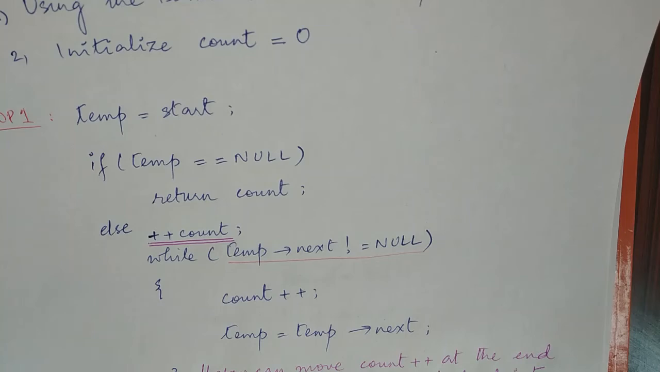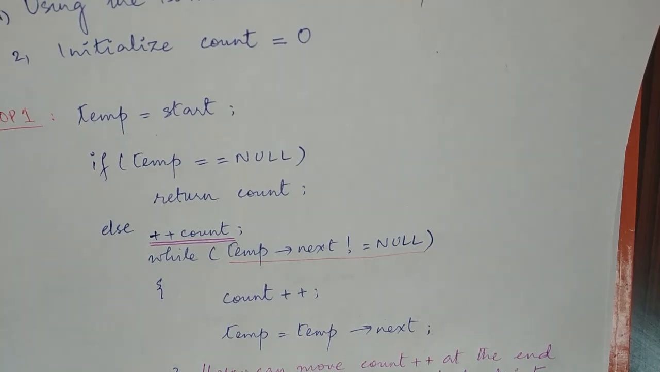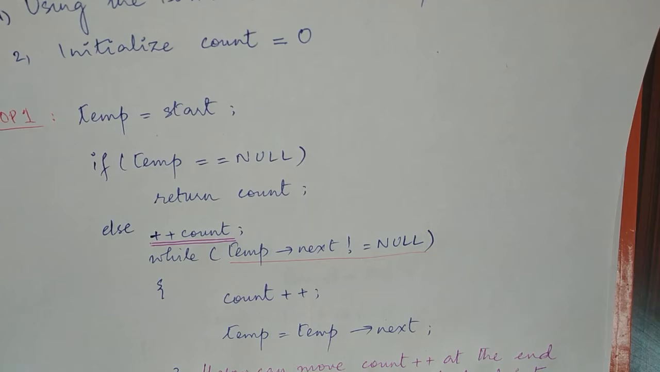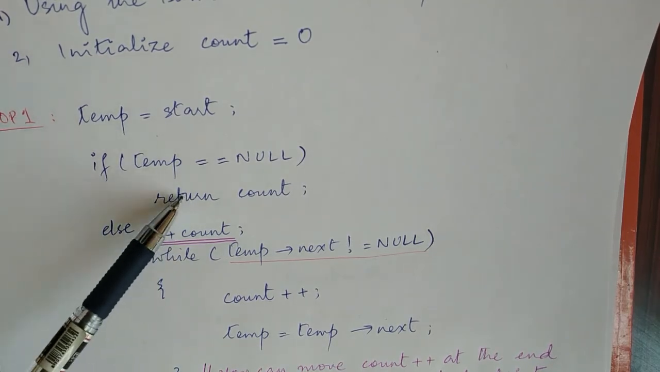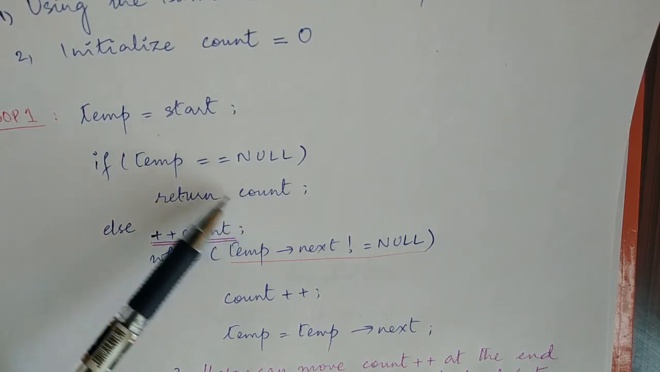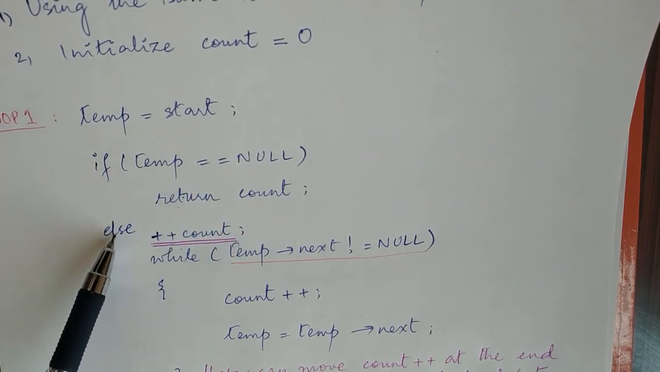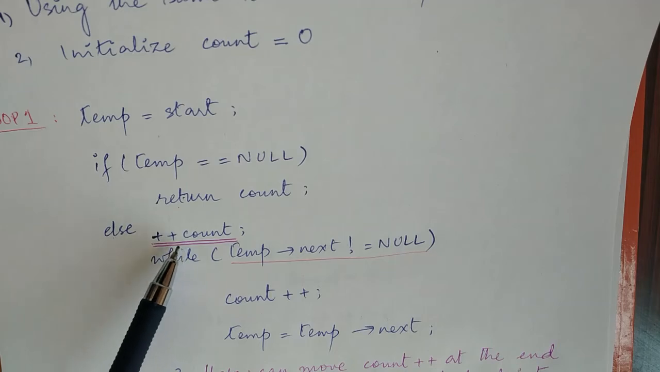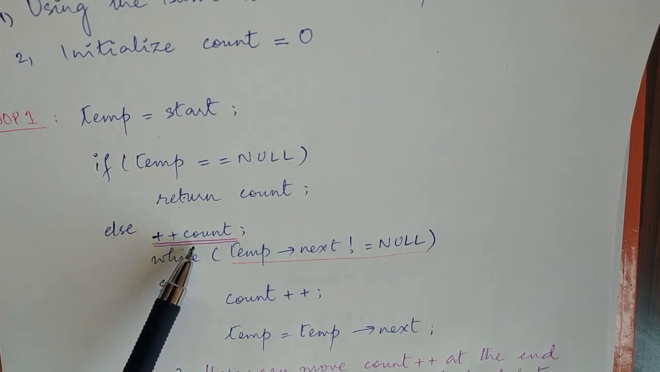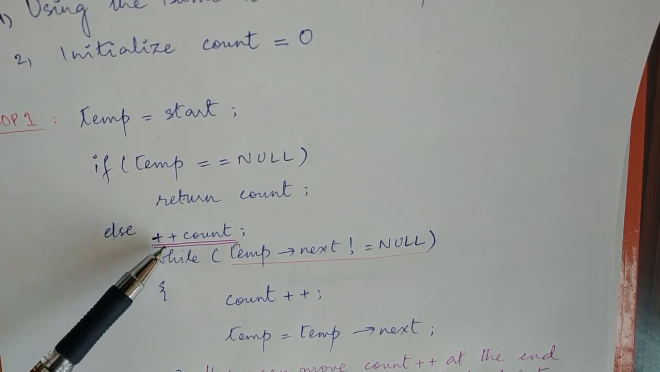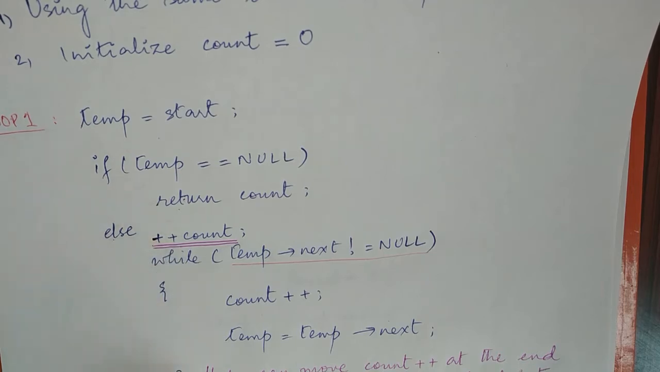We check. This is what I did not do in the printing before, so you should always do this just in case your linked list is empty. So if your temp is null, then you return the count, which will be 0. If it is not null, we increment count. So I'll tell you why we do this. You can do it here or you can do it here.